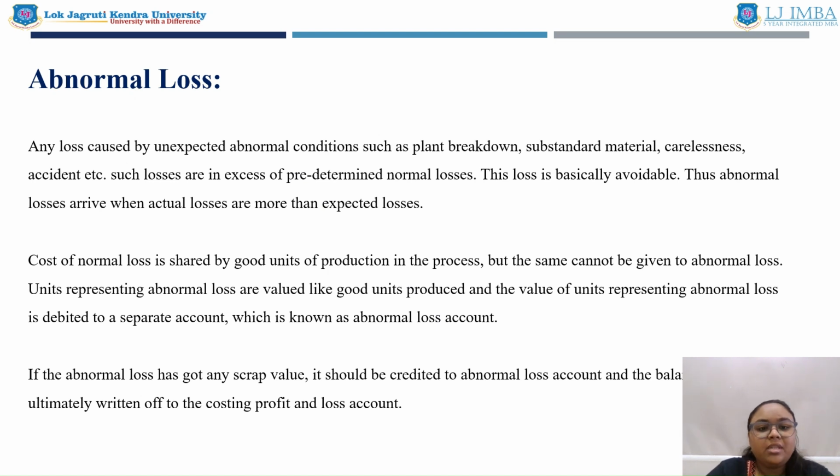The units representing the abnormal loss are valued similarly to the good units produced, and the value of units representing the abnormal loss is debited to a separate account, which is known as the abnormal loss account. If normal loss has any scrap value, it will be credited to your abnormal loss account and the balance will be written off to the costing P&L account. This is the brief thing we can discuss about abnormal loss, and this will help you get better practical clarity on process costing sums.